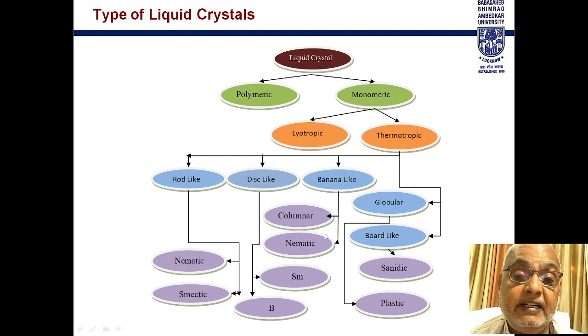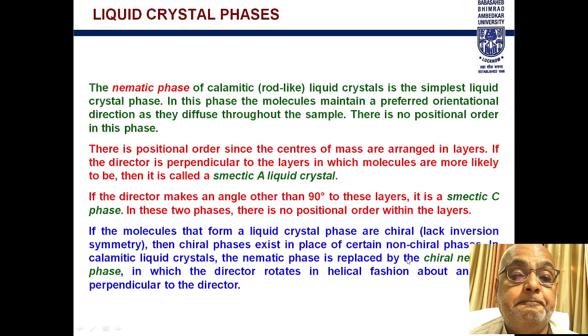Banana-like thermotropic liquid crystal is subdivided into B phases. The globular is subdivided into plastic crystal phases, and the board-like is subdivided into sanidic.